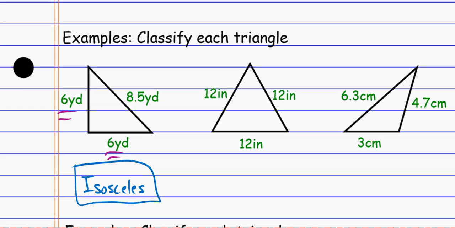If I look at the next one, I look at the three sides, I compare them, and I notice that all three sides are the same. So every side has the same measurement, so all three sides are the same. So that one is going to be equilateral.